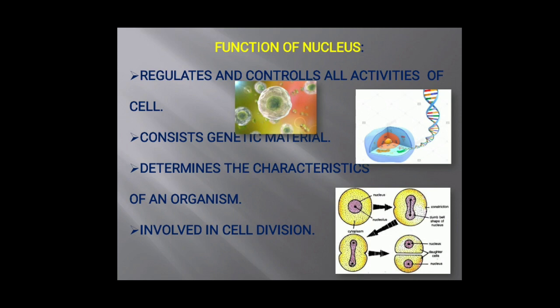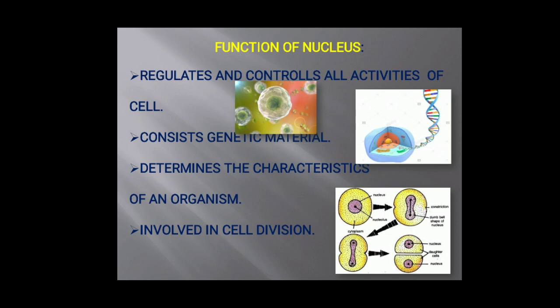The next function is that the nucleus is involved in cell division. Cell division means one cell dividing into two. In the process of cell division, first the nucleus divides into two, followed by the cell division. You have already seen this type of process in binary fission of amoeba in your last class.